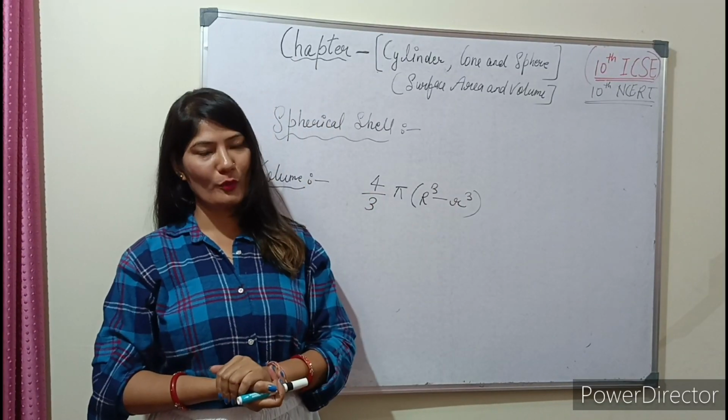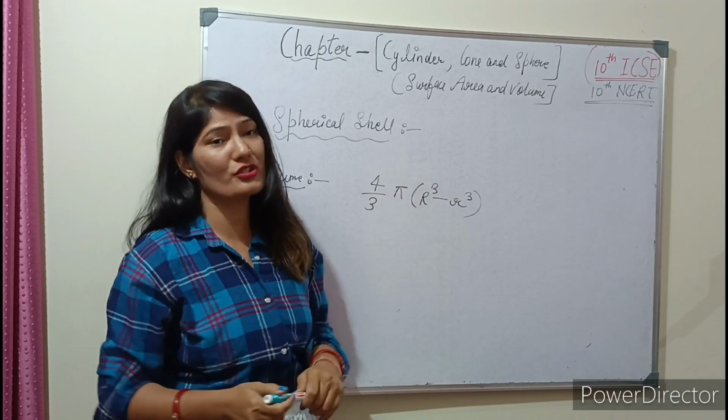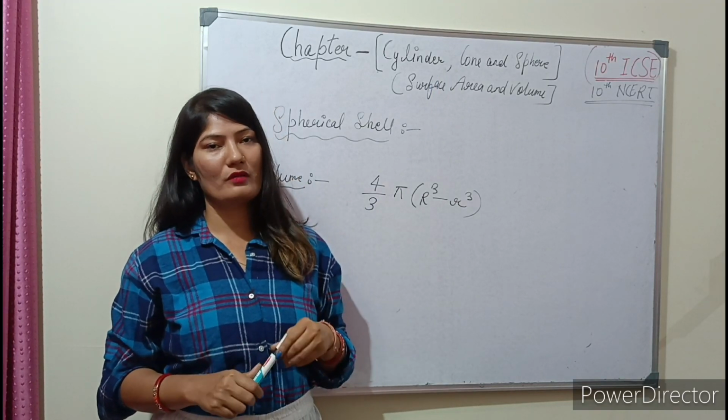So students, I hope you all understood how to find the CSA, TSA and volume of the given solid shapes like cylinder, cone and sphere. And in my next video, I will be solving the exercise sums.